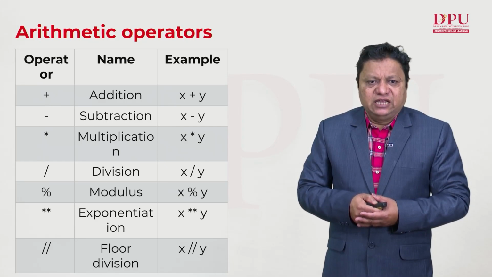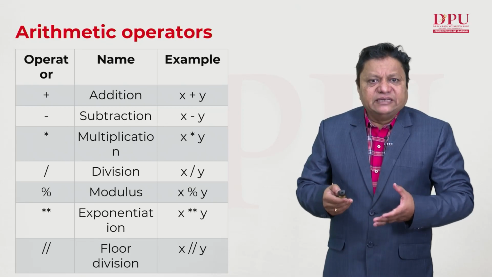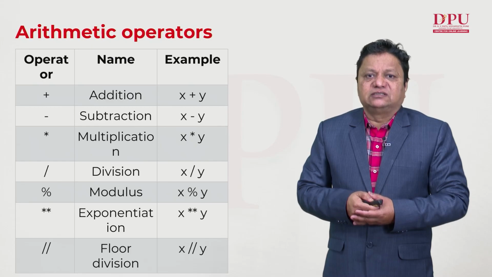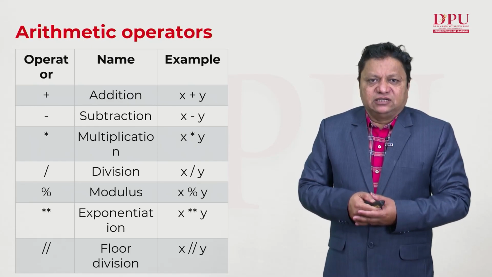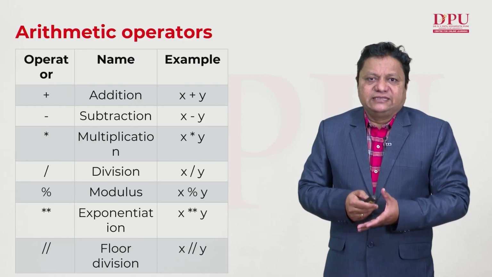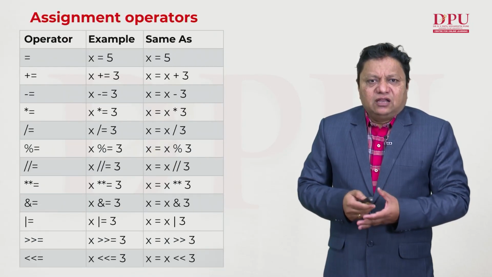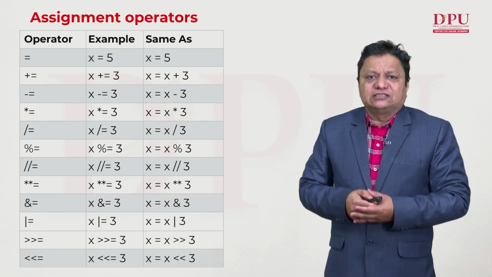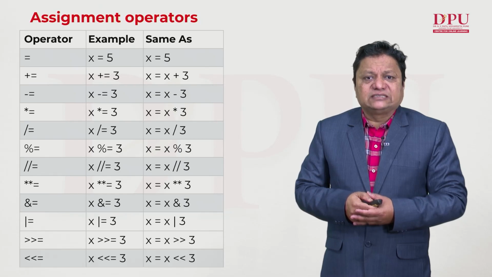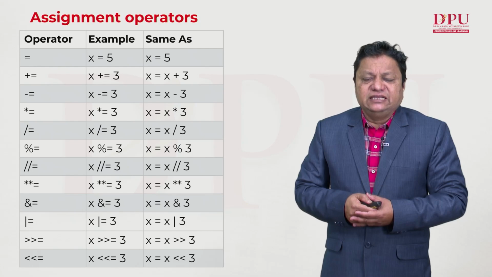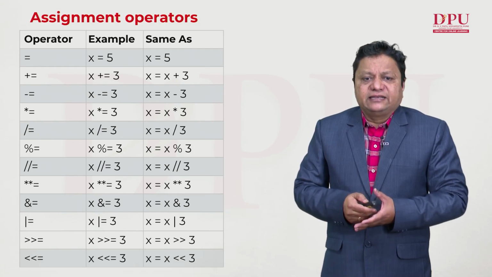So, these are the arithmetic operators, which are basically used to perform basic arithmetic operations like addition, multiplication, division, subtraction, floor division, etc. Now, come to the assignment operators. The main task of an assignment operator is to assign a value to a variable. We can see in the slide the operators, examples and the compound operators as well.